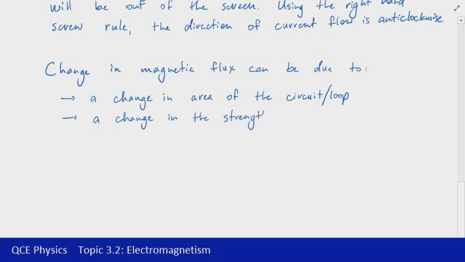So we'll talk here about the strength of the magnetic flux density, otherwise known as magnetic field strength. So that means it could be a large magnetic field strength and then getting weaker, or vice versa. And finally, it could be a change in the direction of the magnetic field itself.